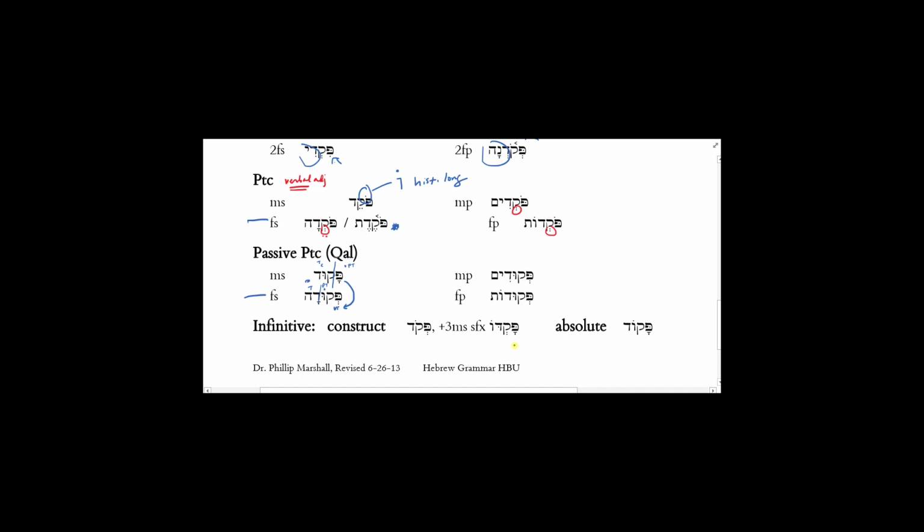So I want you to also be committing to memory this form so that you've got the vowel pattern for the Qal infinitive construct. And then the absolute we have now added to our forms. So we now have all the forms of the Qal stem. Pāqōd is the absolute, the infinitive absolute. So we now have it all.